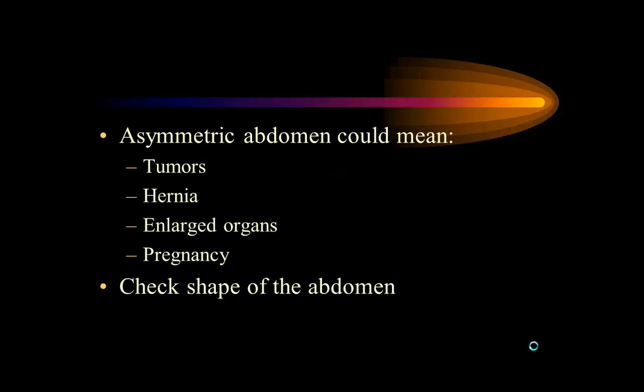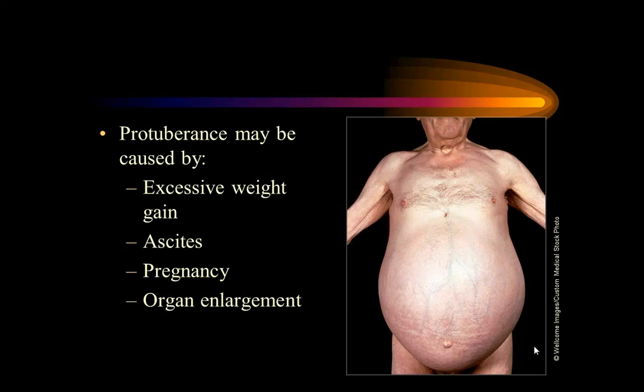Is there an asymmetric tumor? Something kind of funny is when you're sitting there watching their belly and one side of the abdomen protrudes out and then goes back in as they take deep breaths. And then any of the shapes of the abdomen. Is it scaphoid? Is it flat? Protuberance, weight gain, ascites, pregnancy, of course, or any of your organ enlargements.